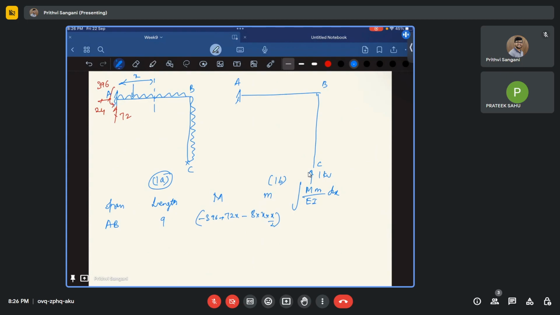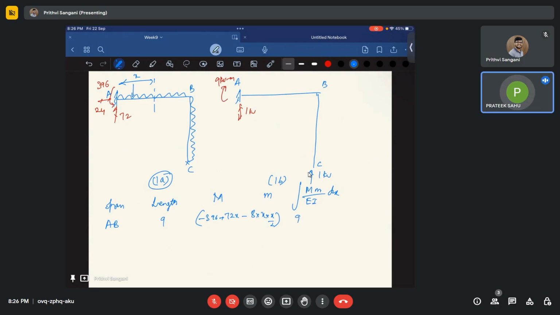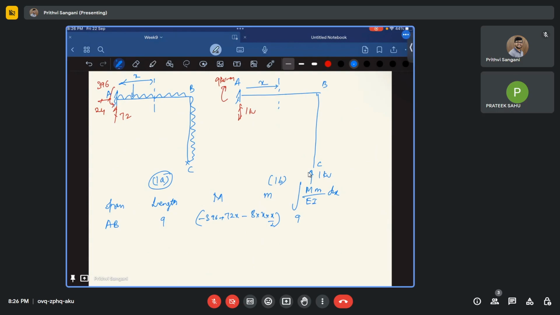So what about my small m? For my small m, this is 1 kilonewton and this is my 9 kilonewton meter. Can you tell me what is going to happen for small m? 9 plus 1 into x. Check carefully once again.